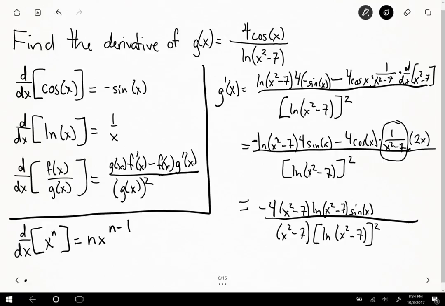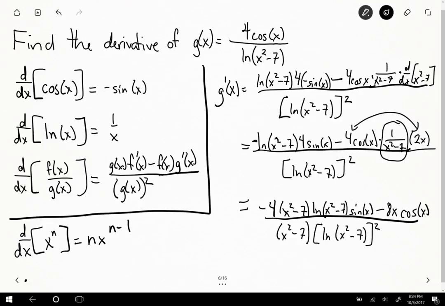And now that 1 over x squared minus 7 is gone, so what we're left with is just, notice we have 4 and a 2 right there. And since we multiplied every term, 1 over x squared minus 7, that's gone. So we have 4 and 2 makes 8. We'll pull the x out in front so it doesn't look too funky. 8x cosine of x. And so that would be a final format.